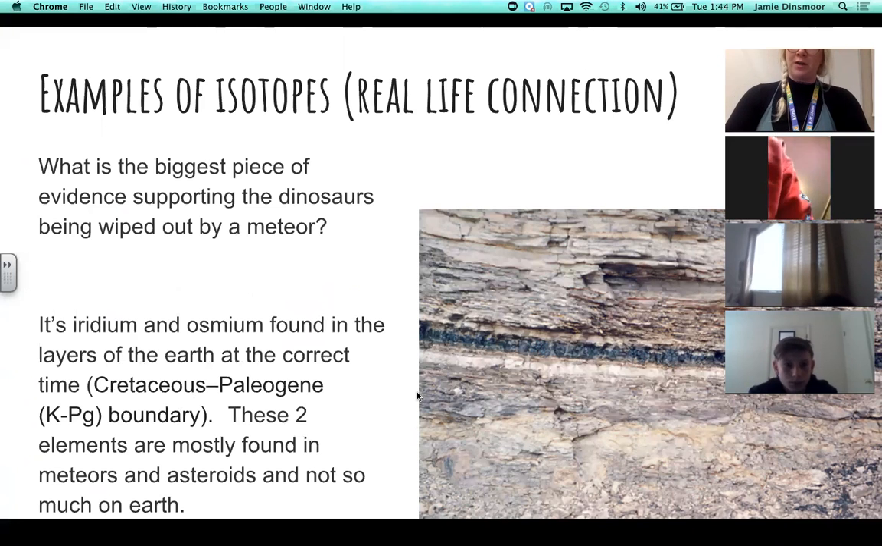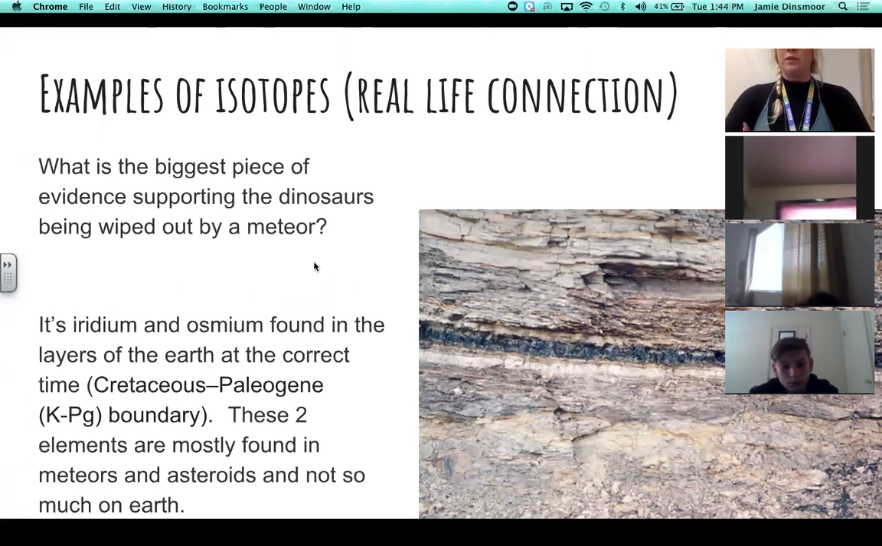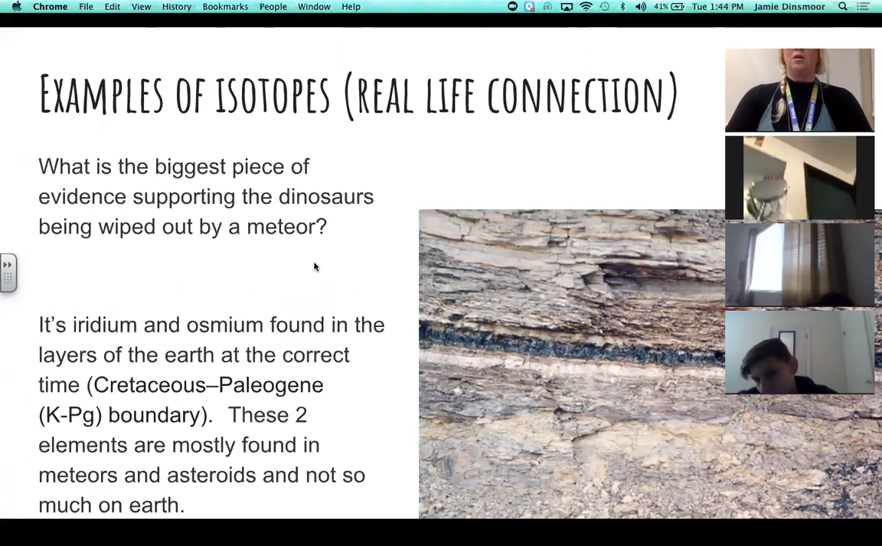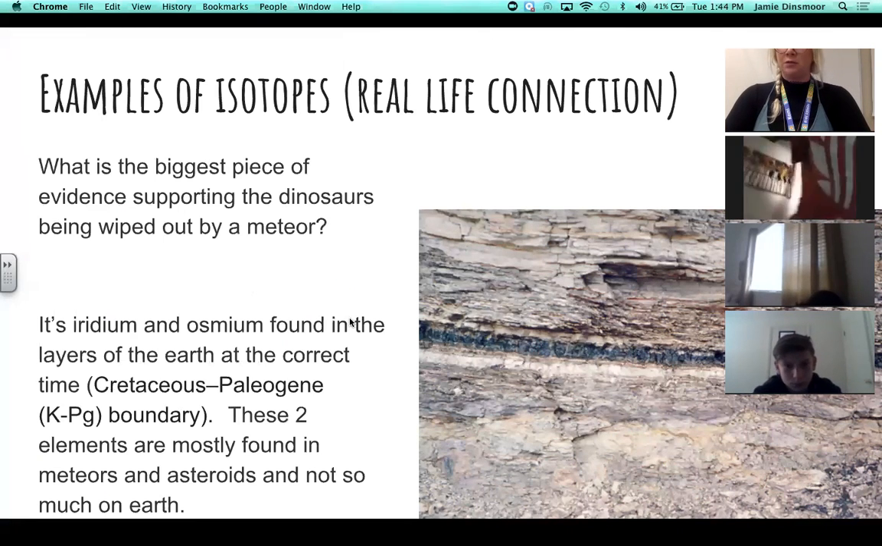Perhaps Earth was different at that time, right? Maybe there was a higher concentration of iridium or osmium or whatever. However, for the most part, scientists agree that this does support the idea that, oh, hey, wait a second, these elements are existing here. They must have come from a meteor.